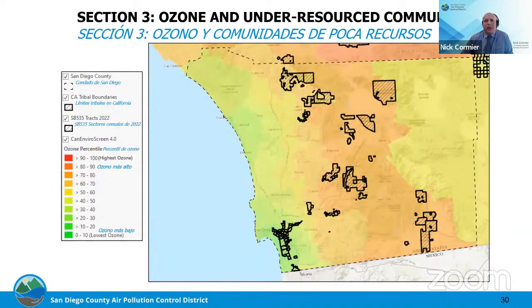This map shows the same county-wide ozone scores as found in CalEnviroScreen and overlays the designated disadvantaged communities determined by SB 535. The Portside and border areas are in green, which are on the lower end of the ozone level spectrum, while many tribal areas, which are located at higher inland elevations, are in orange and have higher ozone percentile scores. Again, this is further indication and evidence of the dynamic of ozone formation in San Diego County.